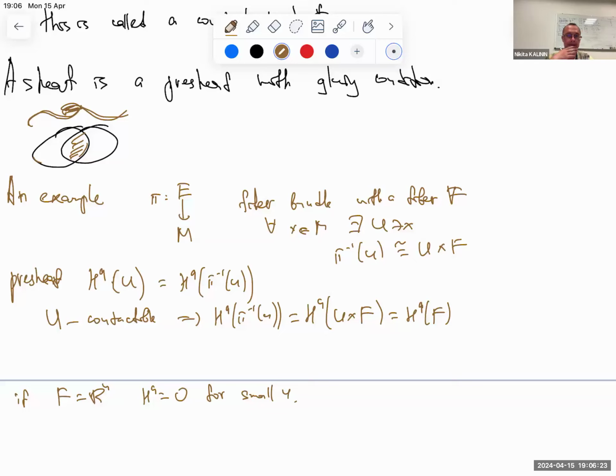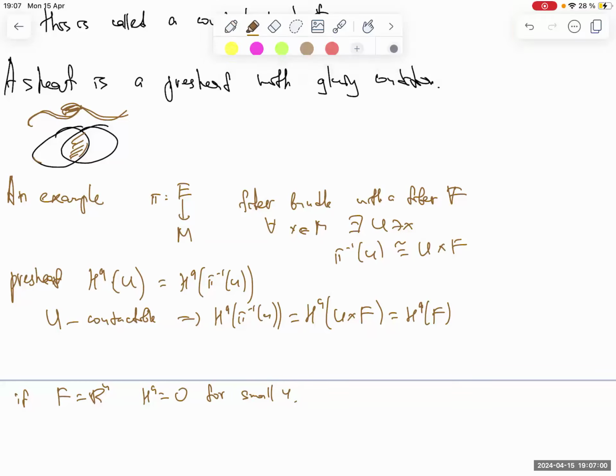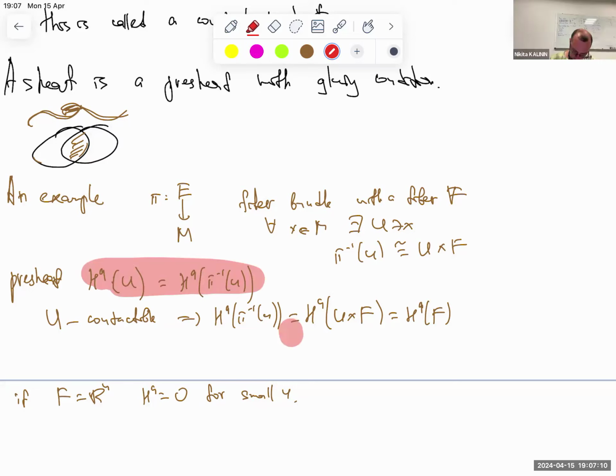Okay, and what else? I'm sorry. In the definition of this presheaf, we define it on the open set U as the cohomology of pi minus 1 of U. When we write that H^q of U is equal to H^q of pi minus 1 of U, it sounds just strange.